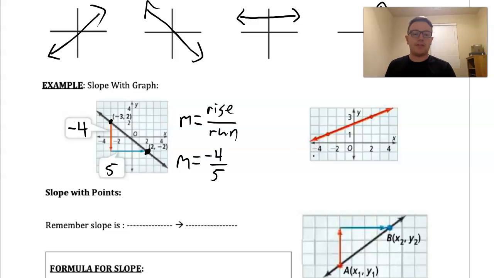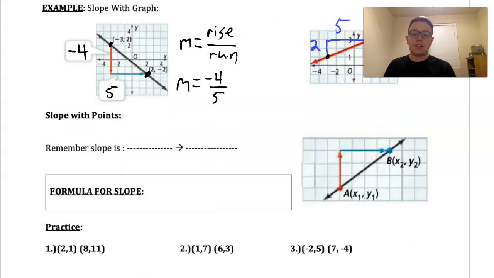What would the slope be for this one? There are 2 points. For this one, how much are we going up? We're going up 1, 2. So our rise is 2. How far are we running? We go 1, 2, 3, 4, 5. So our run is 5, making our slope equal to 2 over 5. So remember, rise over run.